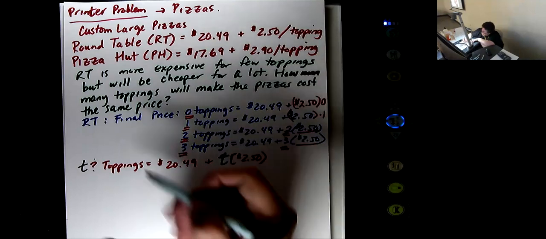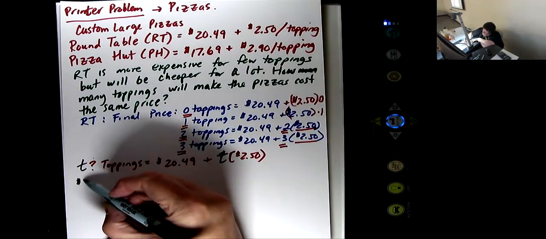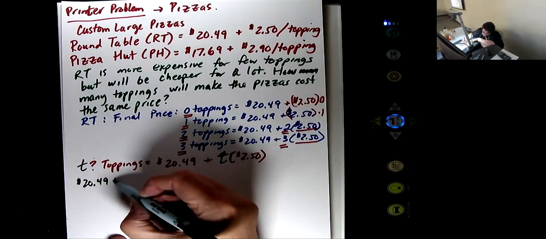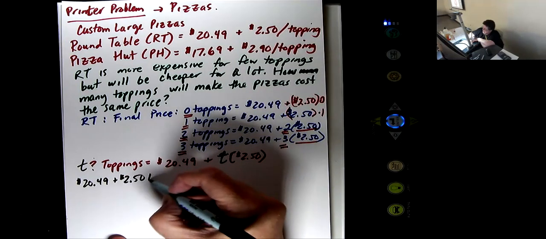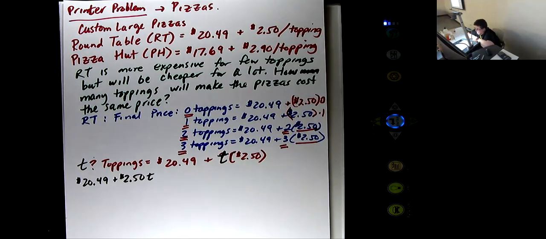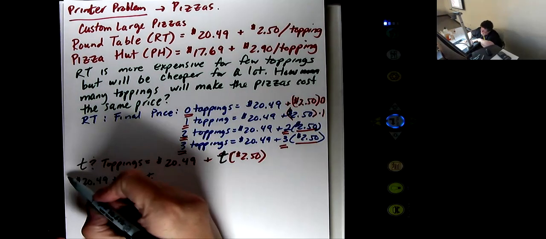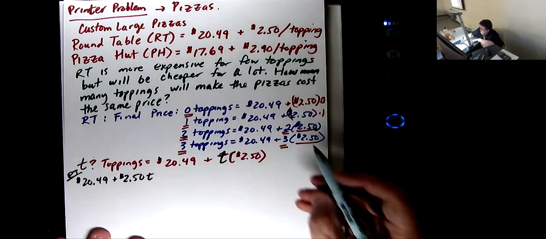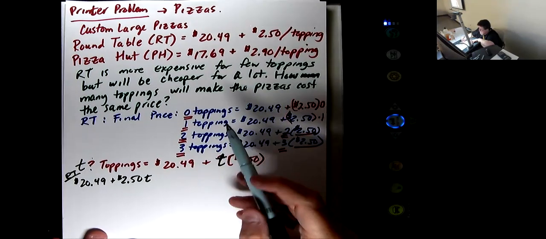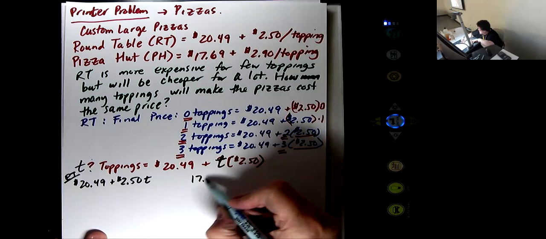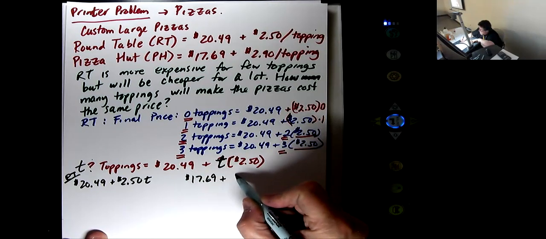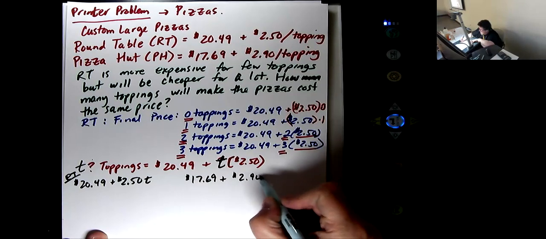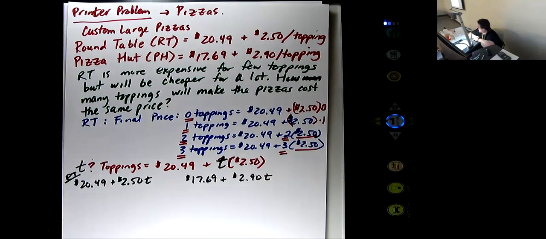So that's the Round Table price: $20.49 plus $2.50 times T. That's RT. The Pizza Hut was $17.69, and it has $2.90 times T. I'm just changing the numbers over, switching it over for Pizza Hut.